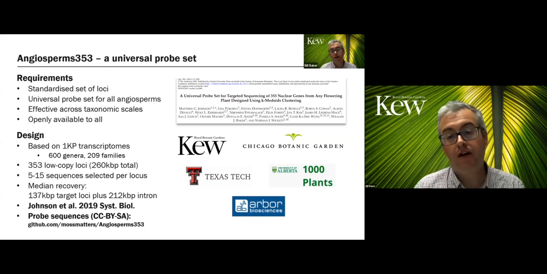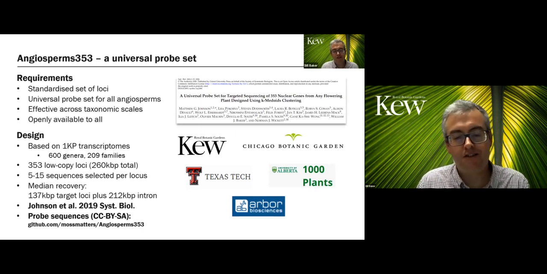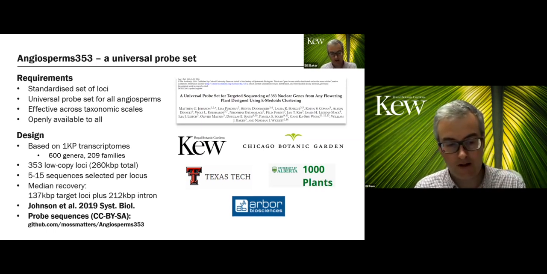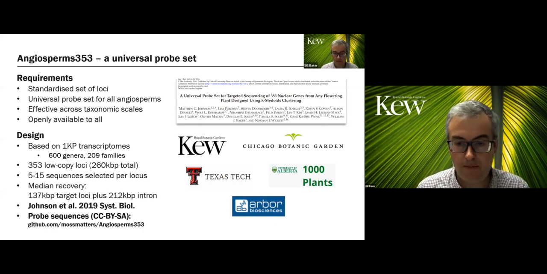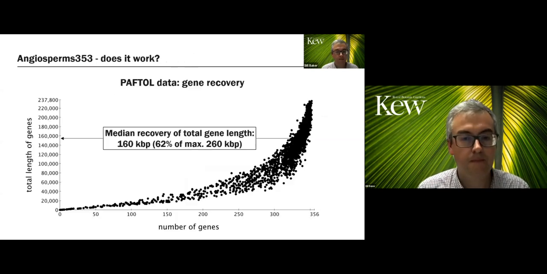And indeed, we did, in the paper published in Systematic Biology in 2019. We gave evidence that the median recovery was around 137 KB out of a total of around 260, but that in addition to the exons that you're targeting, you also get intronic data in what we call the splash zone, the bits around the edges that often get dragged through with the target enrichment. Anyway, I encourage you to take a look at this paper if you're interested in the design details, which weren't led by me, but it's a very nice piece of work.